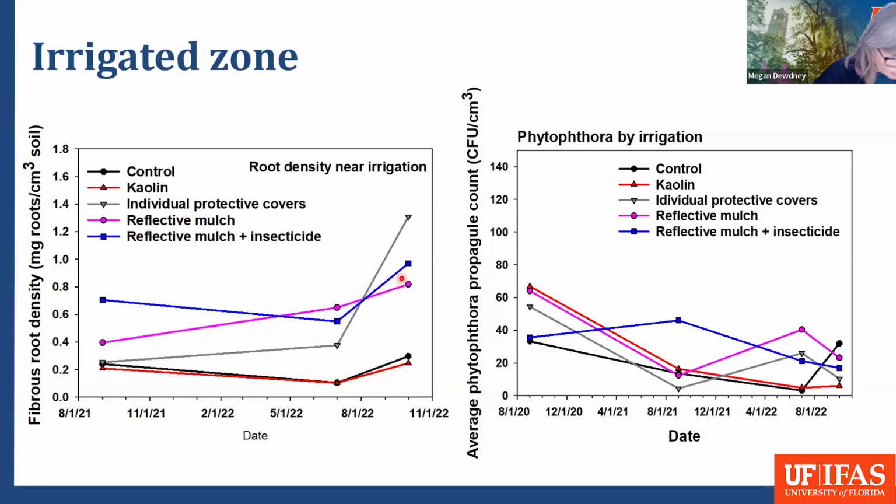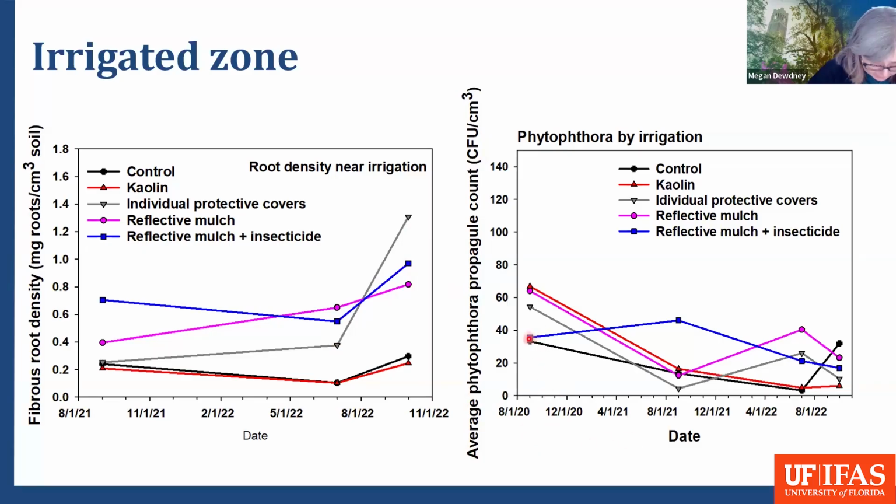I'm not sure why the two of them were not consistent, but you get the idea that they were both growing pretty well underneath the reflective mulches for roots. So when we looked at our phytophthora propagules, again we're looking at colony forming units per centimeter cubed of soil and the same dates.